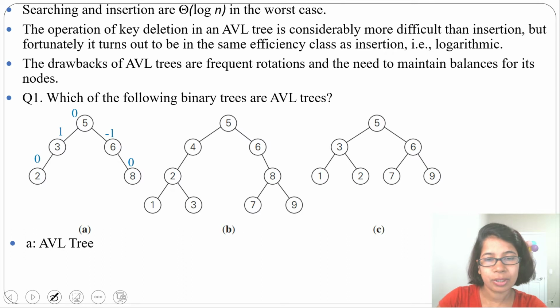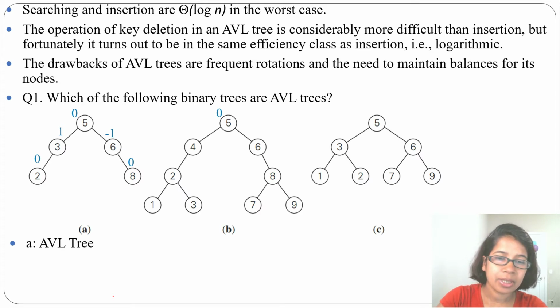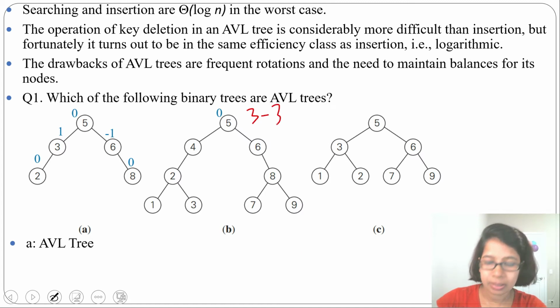Next, check option B. This is a binary search tree. Every left child is less than parent and right child is greater than parent. Next, we'll check the balance factor. For 5, balance factor is 0. Left subtree height is 3, right subtree height is 3. 3 minus 3 is 0. Then for 4, balance factor is 2. Left subtree height is 2, right subtree has no child, so 2 minus 0, it is 2.